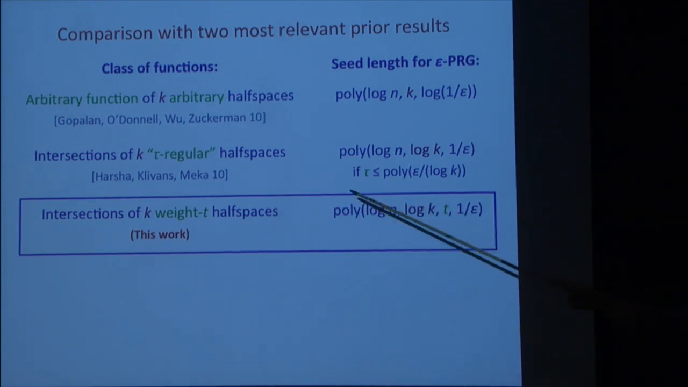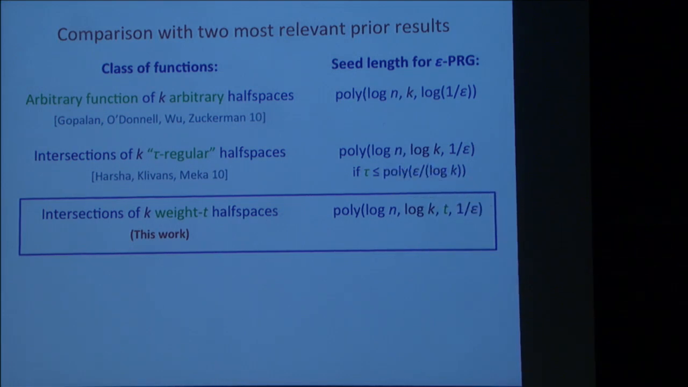So Harsha, Klivans, and Meka managed to fool intersections of k half spaces which have to satisfy a certain technical condition called tau regularity. I'll explain precisely what this is in a slide or two. For now, just think of it as a technical condition, meaning that the half spaces are nice. So they required all of the half spaces in their intersection to be nice in this sense.